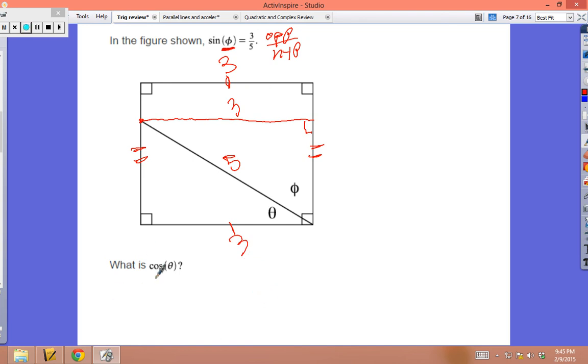And so now they want the cosine of theta. So theta is here, cosine is adjacent over hypotenuse, so it is 3/5 also. So a good question would be if they would have asked you for the sine of theta. So the sine would be the opposite. That would be this piece right here, and you could use the Pythagorean theorem to find that.